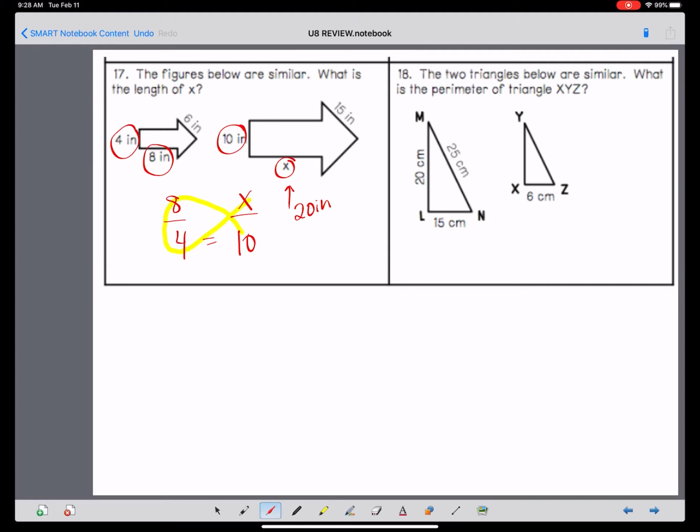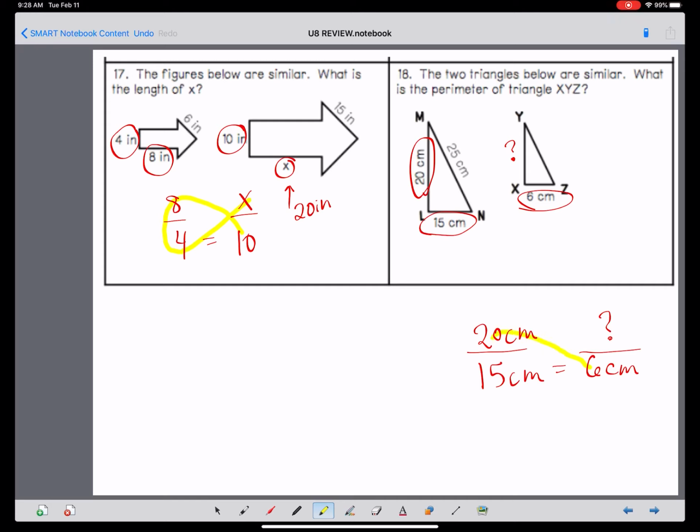Question number 18 says the two triangles below are similar. What is the perimeter of triangle XYZ? Well, if our triangles are similar, that means we have to get our side lengths. And once again, you can set up proportions. I know these side lengths have to be equal to each other. 15 centimeters and 6 centimeters have to be equal. Well, that tells me 20 centimeters from the left triangle has to be equal to some value that I'm not sure of yet. Well, let's go ahead and try and find that.